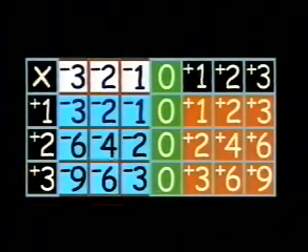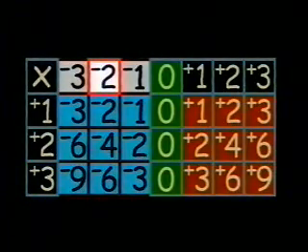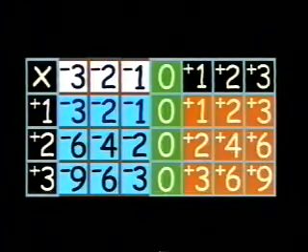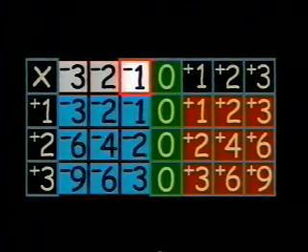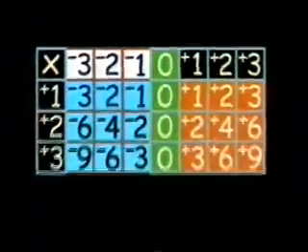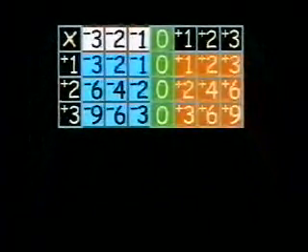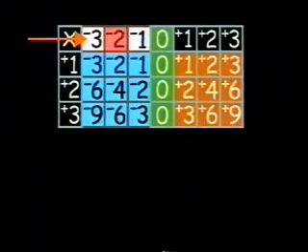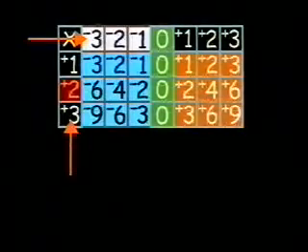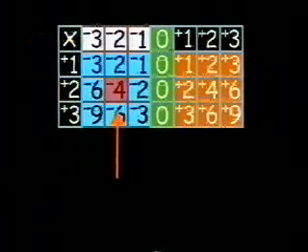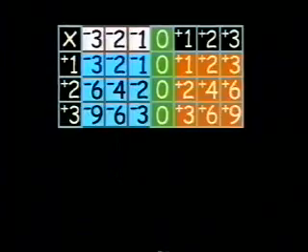Another one. Negative 2 multiplied by positive 1 is negative 2, which is the same result as negative 1 multiplied by positive 2. Cool! From these results, I can say that a negative integer and a positive integer multiplied together give a negative result. But what about multiplying two negative integers together?